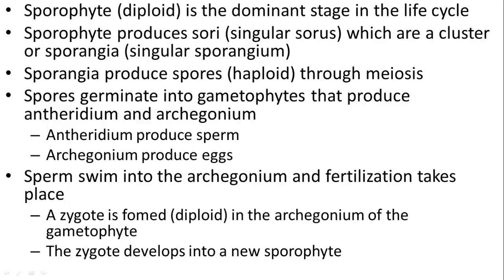The sperm have flagella and they can swim into the archegonium. It requires water in order to do that. After fertilization takes place, you have a zygote, which forms in the archegonium, and then the zygote develops into a new sporophyte. Eventually, the sporophyte no longer needs the archegonium because it has roots and its own leaves for photosynthesis. So it's not dependent on the gametophyte like the moss is.